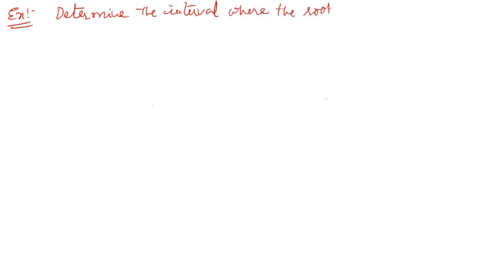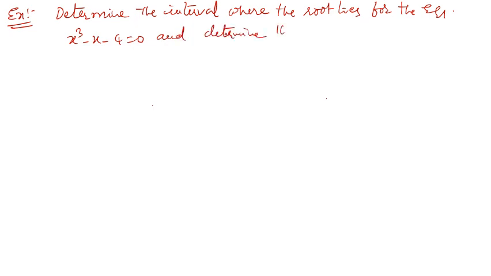Now let us see one problem. Determine the interval where the root lies for the equation x cube minus x minus 4 equal to 0, and determine the root correct to 2 decimal accuracy.